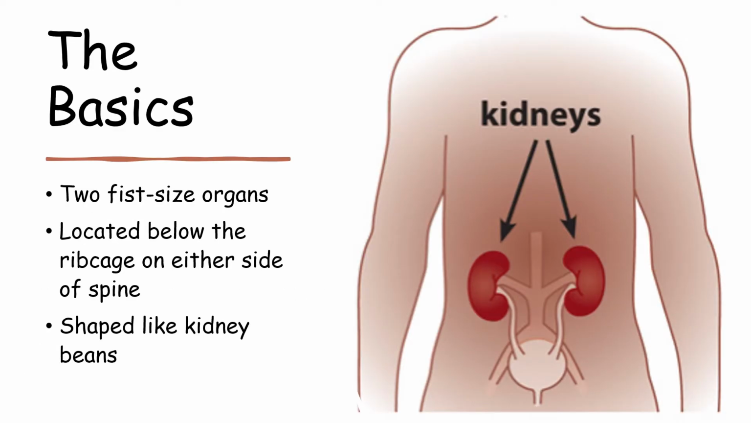So the basics. What are kidneys? They are two fist-sized organs, and in the human body they're located on either side of the spine below the rib cage, and they are shaped like beans, as you can see in this diagram.